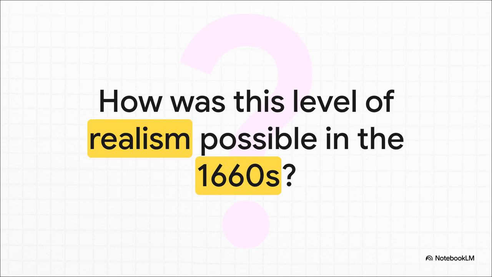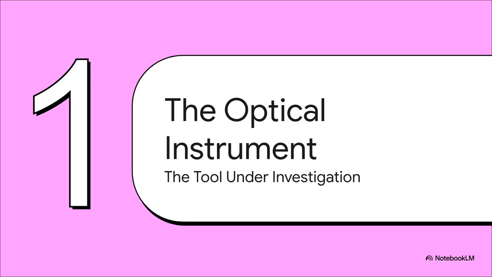Well, to answer that, we're going to have to do a little forensic work. We're going to examine his paintings not just as art, but as incredibly sophisticated optical simulations. And our prime suspect? A fascinating piece of 17th century tech. All right, so our investigation kicks off with the main piece of hardware in question, the Camera Obscura. Now, this wasn't some secret magical device. It was a known piece of optical equipment in Vermeer's time.